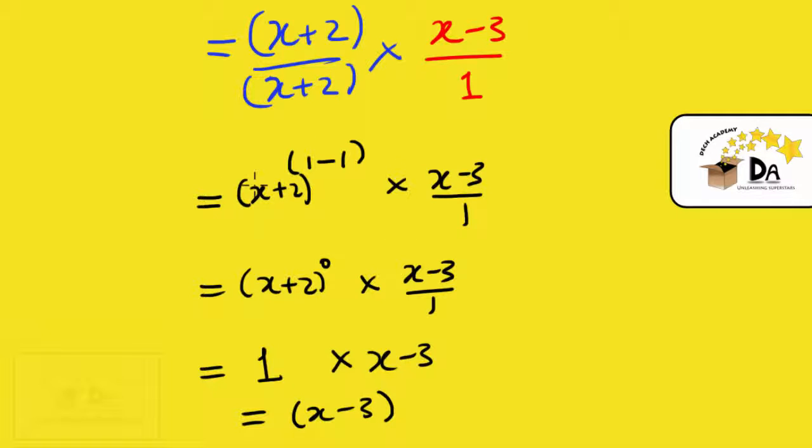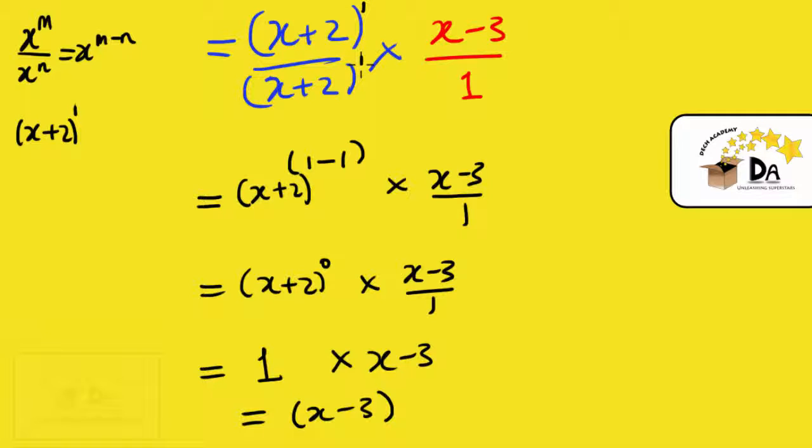Now, how was this achieved? Well, if you recall, x to the m over x to the n is equal to x to the m minus n. In this case, our x is actually x plus 2. So we have x plus 2 to the m. Our m in this case is 1. Imagine we had a 1 here, because x plus 2 to the 1 is the same thing as x plus 2.